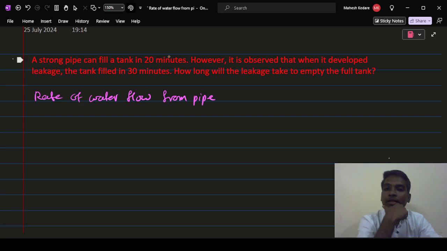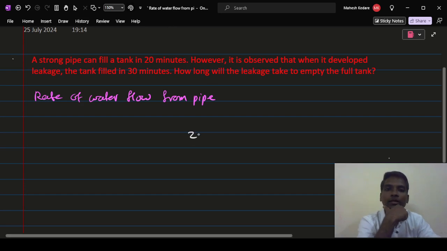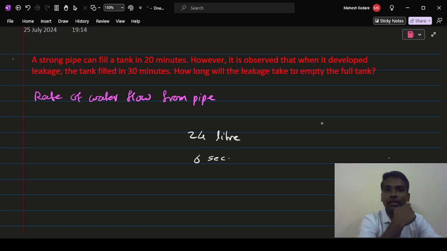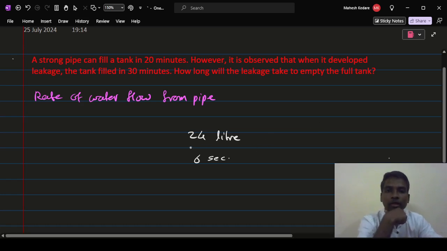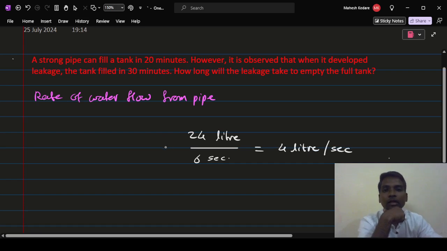How do we define the rate of water flow? Suppose that 24 liters of water flows out from the pipe in, say, 6 seconds. Then the amount of water flowing every second is called the rate of water flow. And how do we obtain that? We divide 24 liters by 6 seconds and we get 4 liters of water flowing out per second. We call this the rate of water flow, and let's denote it by R.